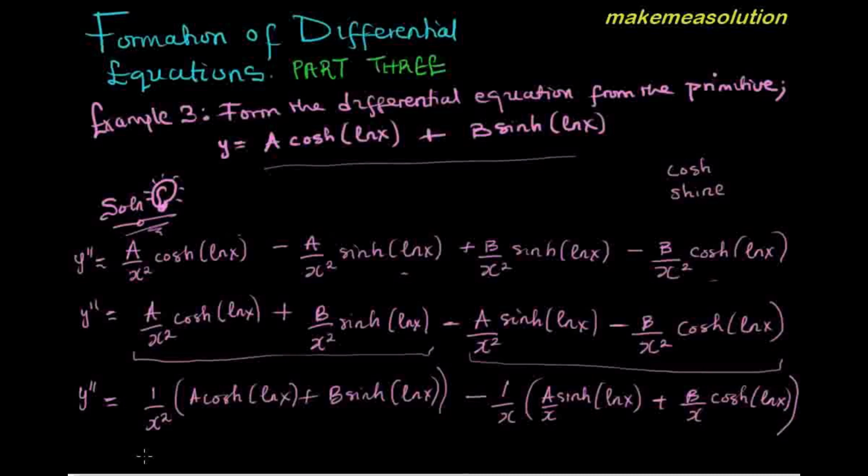Now at this point, I can rewrite my y prime prime in terms of y and y prime. So I have y over x squared minus y prime over x. Okay, so I hope you're good with me up to this point. So y prime prime is equal to y over x squared minus y prime over x. So after doing this arrangement, we are just going to simplify a little and we'll get our answer.